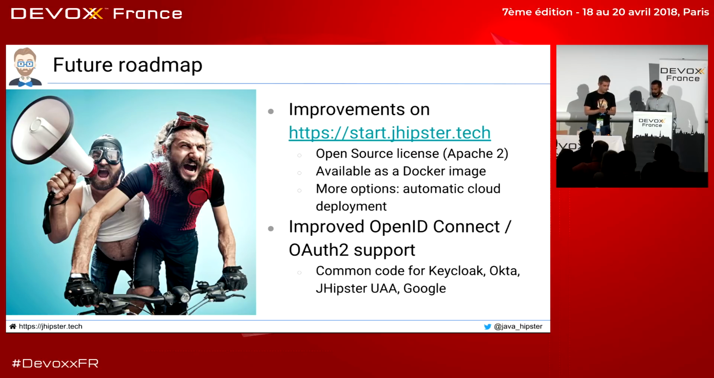I've nearly done everything now. We're going to have some improved OpenID Connect and OAuth2 support thanks to the work of Matt Raible and many more people, but he's mostly the one doing it today. We hope to have some common code for Keycloak, Okta, JHipster UAA, and Google. I am not sure if we will achieve this. At least Keycloak and Okta will work. Okta will work because Matt works for Okta, so I guess he will make that part work, hopefully. That's all for the roadmap.